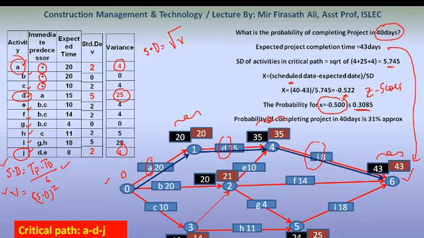This is the Z score chart, which we have seen in the beta distribution slide. From the Z score chart, we will get this value as 0.3085.